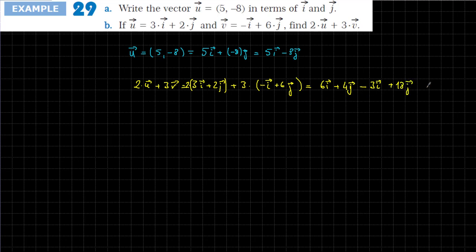And here, when we add this one, 6i vector minus 3i vector is going to be equal to 3i vector. And 4j vector plus 18j vector is going to be equal to 22j vector.